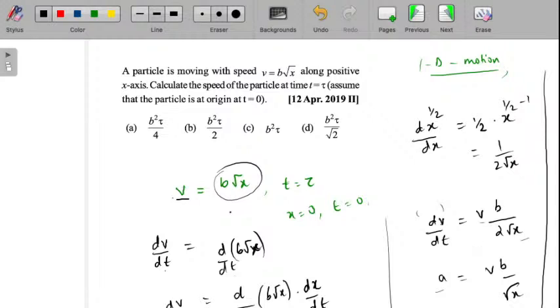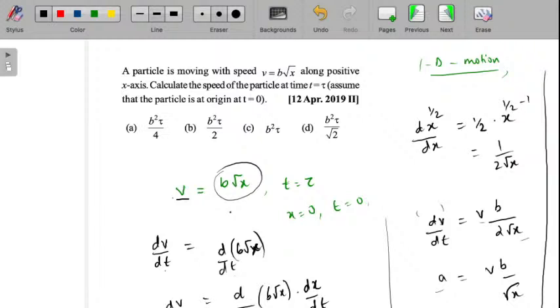v is nothing but dx by dt. dx by dt is given as b root over x. Now in order for me to get the value of x, I would have to use dx by b root x equals dt. How should I proceed from here? As we have seen so far, we don't have a valid way to proceed here. That's where integration comes into the picture, which we'll be looking at in a moment.